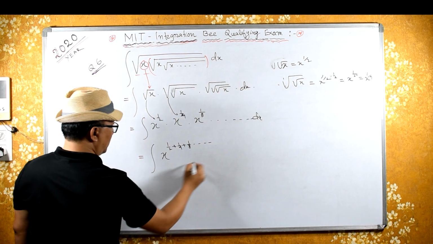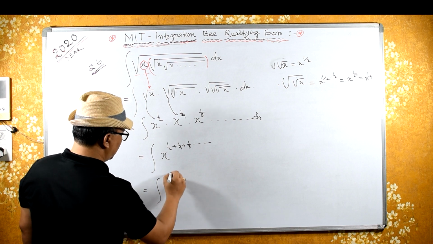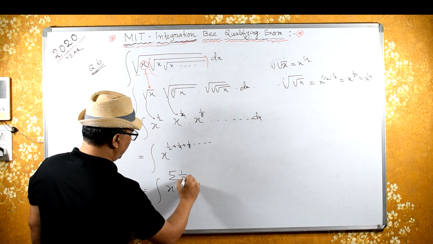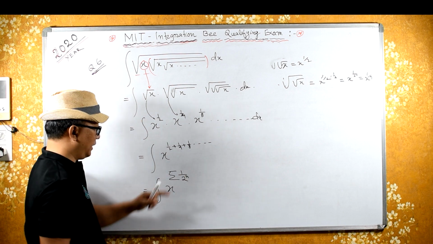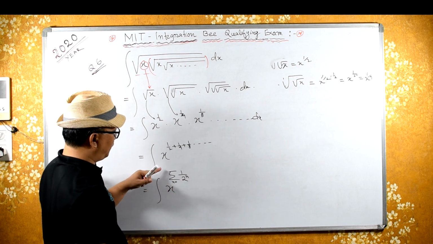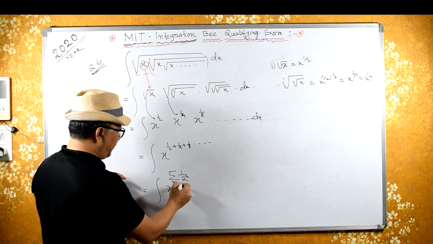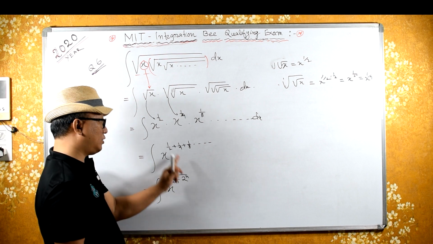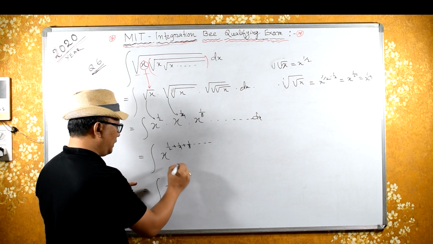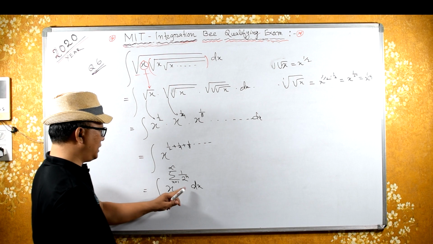Now this is the same as integral x, to the summation of 1 by 2 raised to n, where n goes from 1. If n is 0, then you get 1 by 1, so we cannot start from 0. If n is 1, you will get 2 raised to 1, which is 2. So n from 1 to infinity, into dx. Now this is a geometric progression.